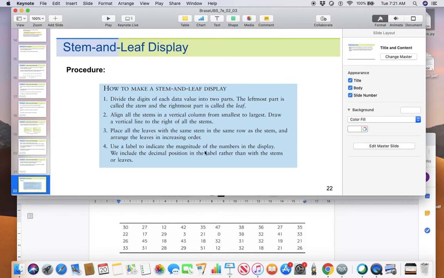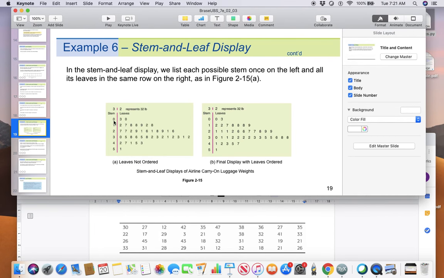Use a label to indicate the magnitude of the numbers in the display. We include the decimal position in the label rather than with the stems or leaves. So first arrange all the stems in order, then arrange all the leaves in order, and label. Don't forget to label. These are the stems, these are the leaves, and 3 | 2 represents 32 pounds. So that's an example of a label. Don't forget the line in between. Typically, if your data values have decimal points, they become the line in between.